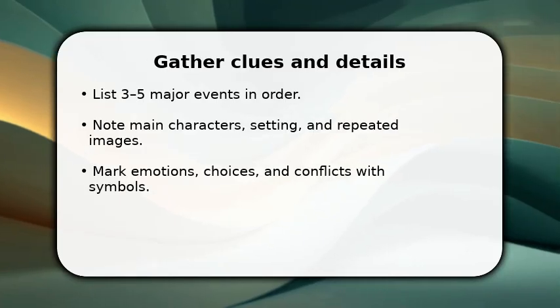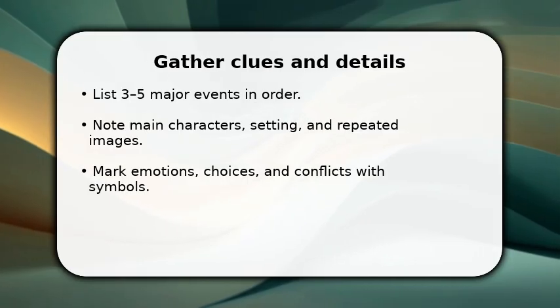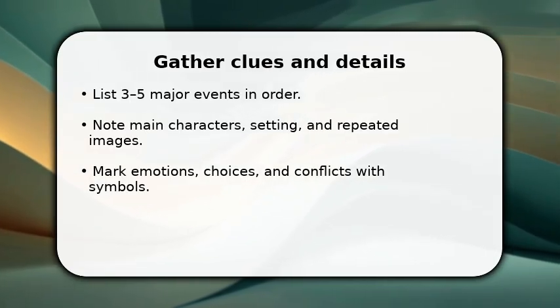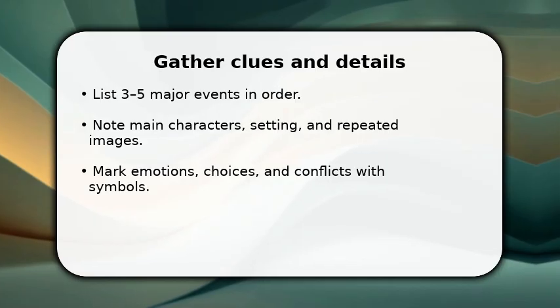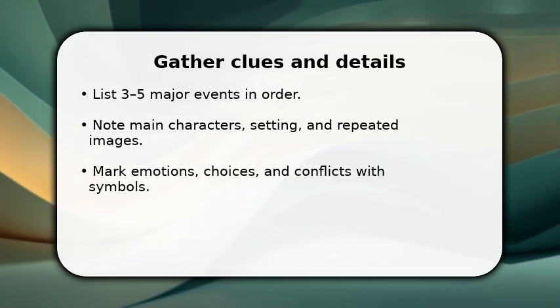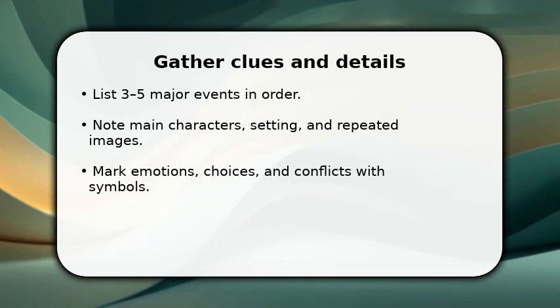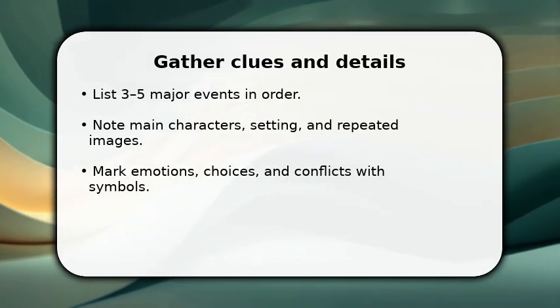You begin by collecting clear evidence from the story. Read or skim for 3-5 major events and mark them. Once done, write down who the main characters are, where it takes place, and any repeated images or phrases, because repetition often points to meaning.